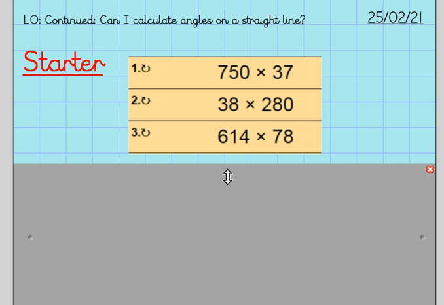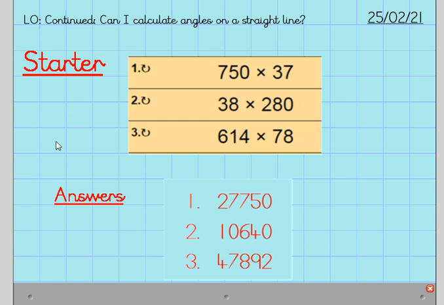Okay, hopefully you've had a good go at those. You can see the workings out. Have a look, check. They should be your answers. Make sure you've got those answers. If not, have a little flick back through, see where you've made the mistake and see if you can edit and correct them, okay?